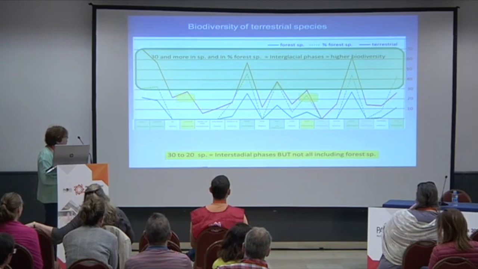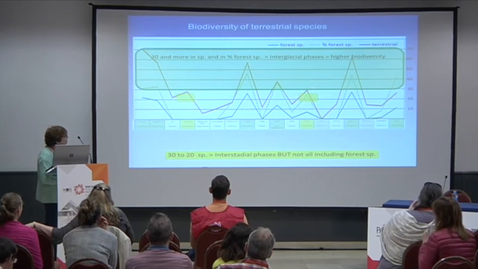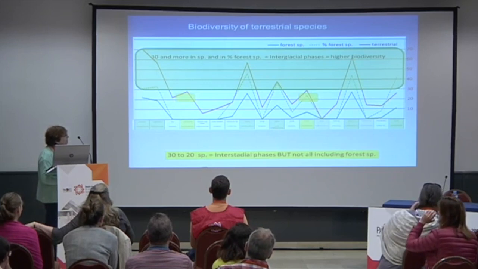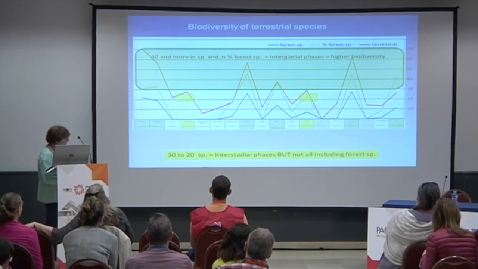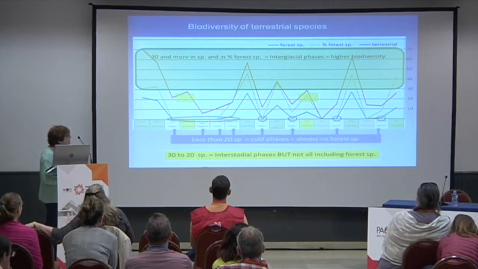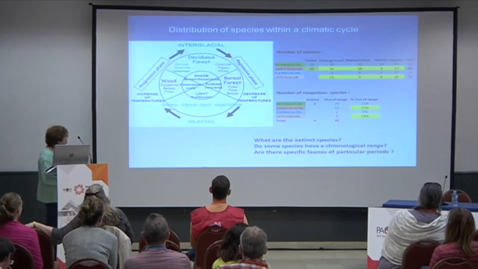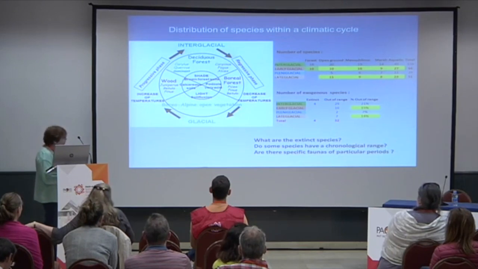Between 30 and 20 species, you are in interstadial periods, but as you might note, not all the interstadials include forest species. And when you have fewer than 20 species, then you are almost in cold phases where there are no forest species.